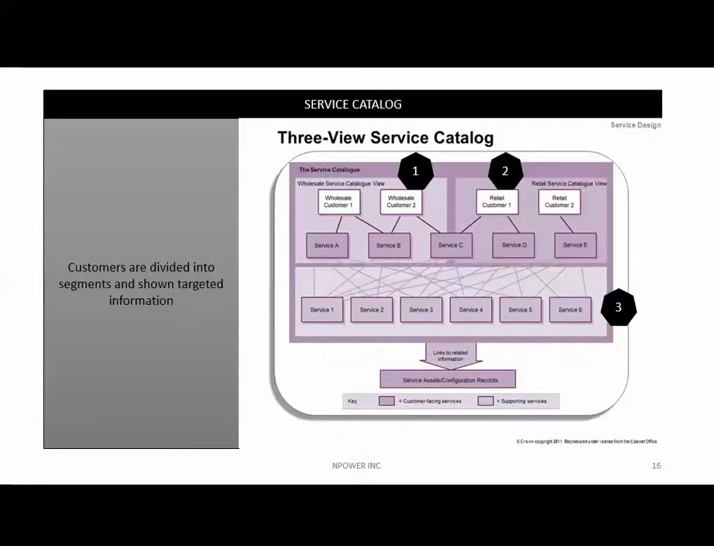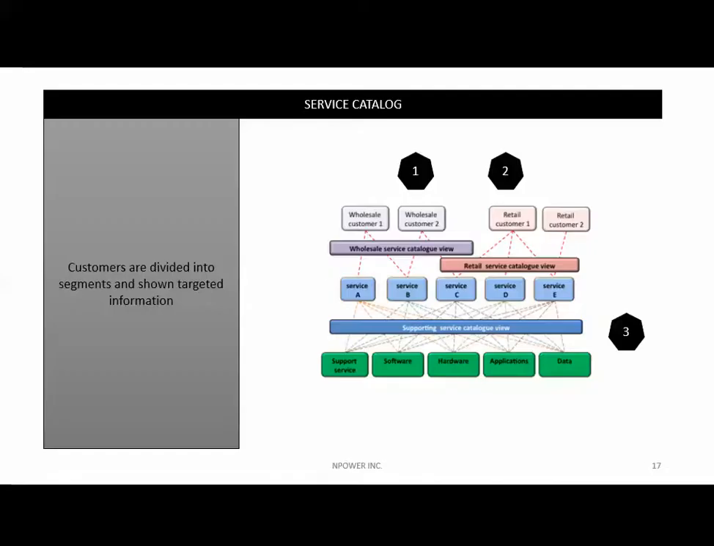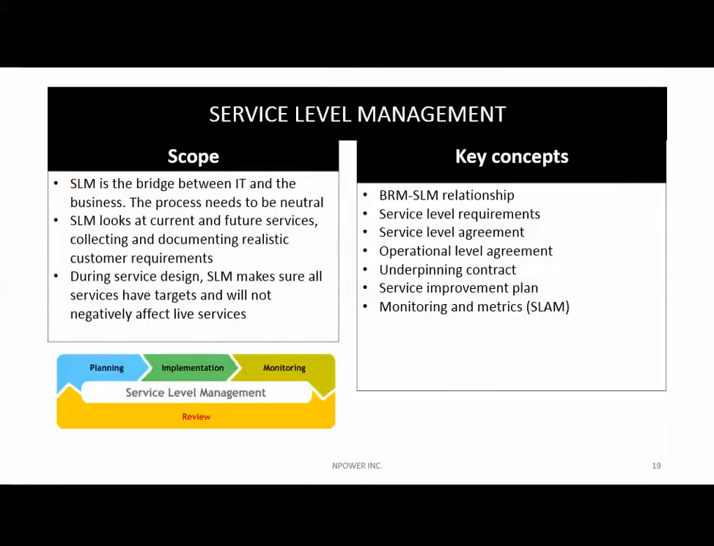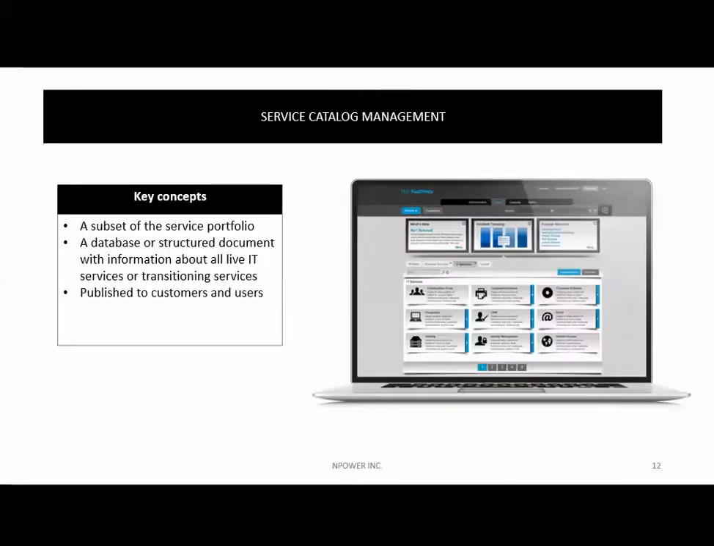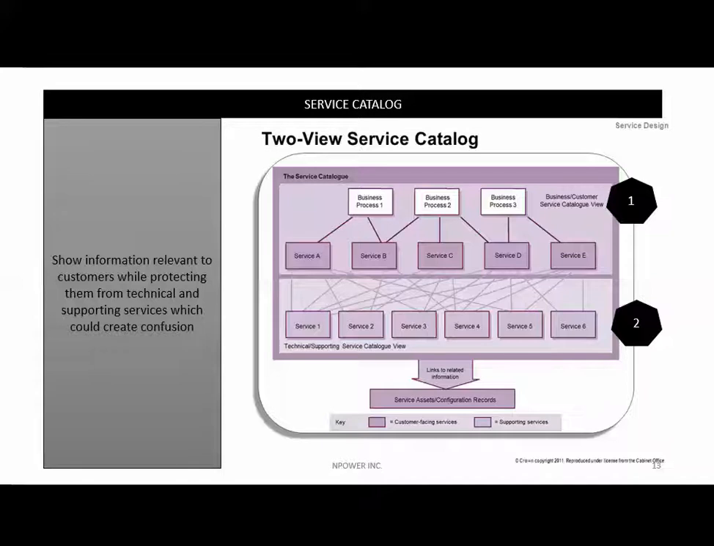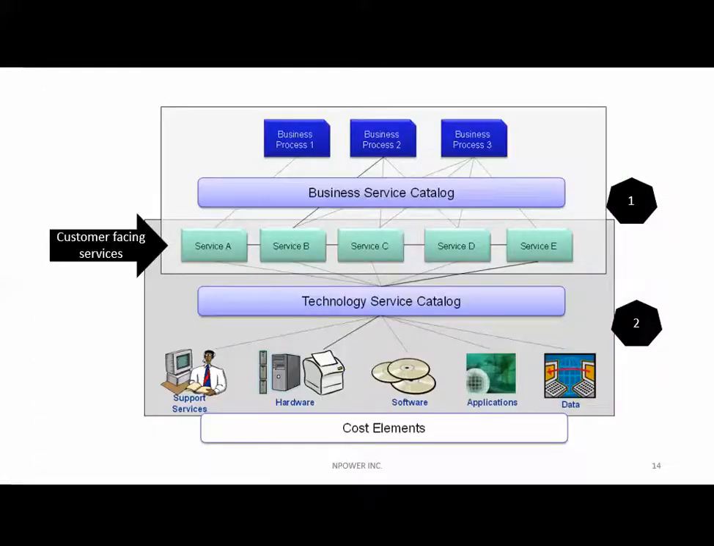I have another example of this. Let me see, where did it go? I guess I don't have that slide here. In essence, we have an internal catalog and we have an external catalog. This is what we call a two-view catalog. I have an image in my mind, but I guess I'm going to create a slide about it.